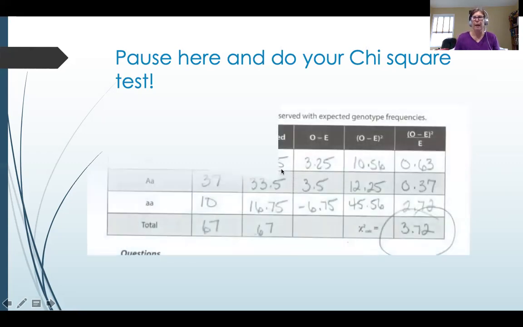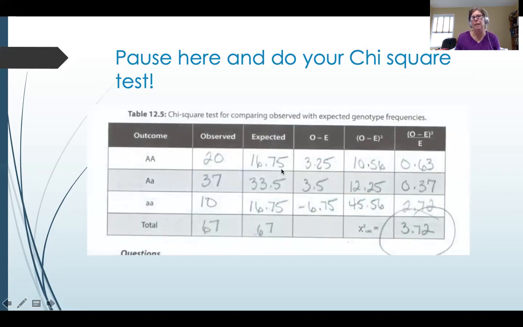All right, so if you're back with me, here we go. So I got 3.72, which is still pretty small, seeing as our allowable chi-square value is 5.991. So when I answered my question, did my population evolve? Well, we're still within an acceptable deviation. So no, my population did not evolve. So even though we did have some natural selection here, there was not enough.